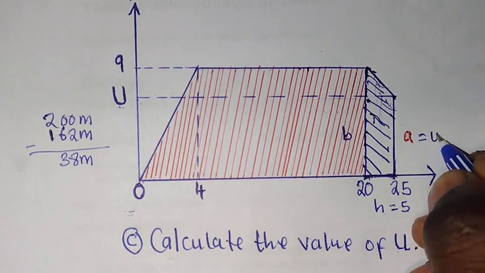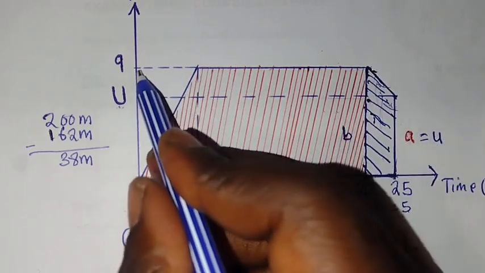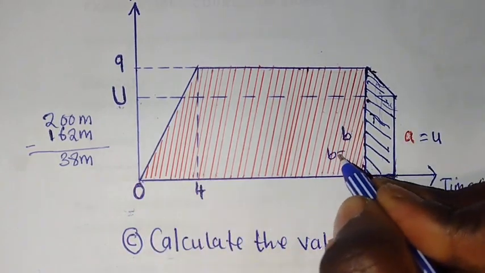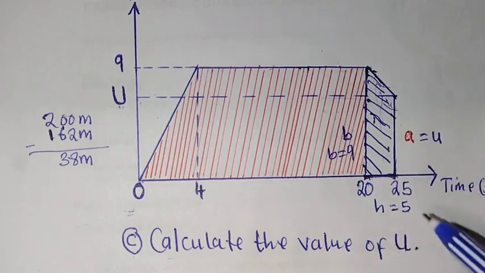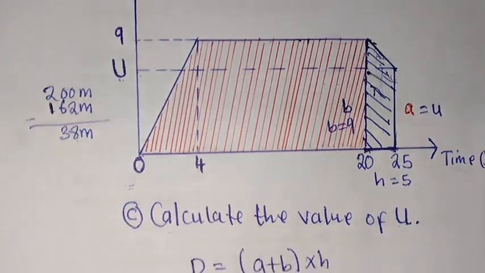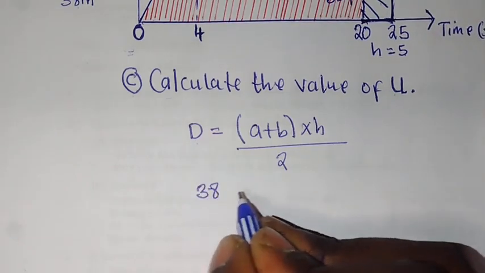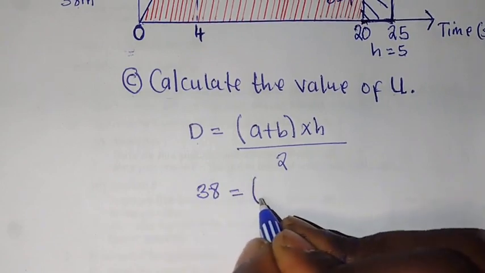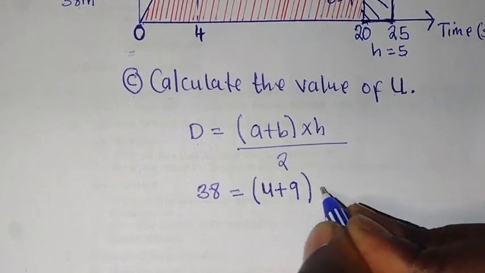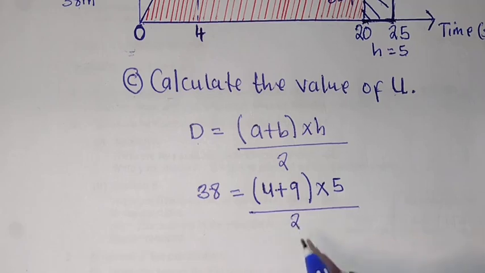So a is equal to u. Then for b, from here to here, we are also looking at the corresponding values, 9 minus 0, so b is equal to 9. We are going to substitute these values in our formula, and the distance is equal to 38. So we come back to our formula. Where there is distance, we put 38, equal to, open bracket, where there is a we put u, plus, where there is b we put 9, times, where there is height we put 5, over 2.